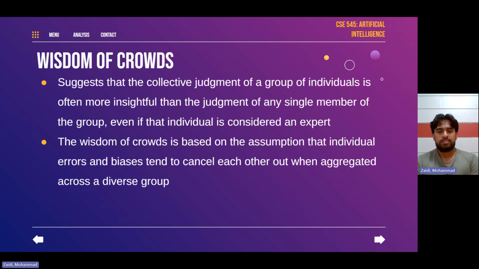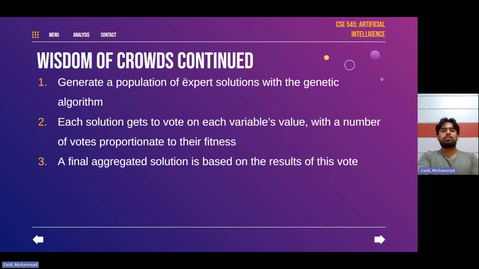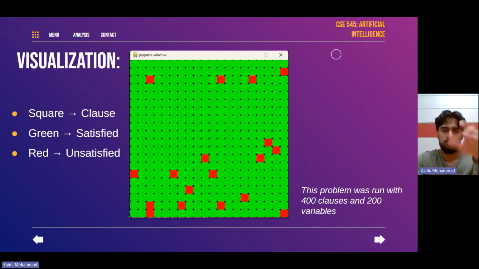Now, wisdom of crowds suggests that the collective judgment of a group could be more insightful than the judgment of just a single member of the group, even if they're all experts. So wisdom of crowds is based on that assumption, that the individual errors and biases will cancel each other out when we aggregate them across a diverse group. So where do we get that diverse group? We generate a population of expert solutions using the genetic algorithm, which was shown before here. We run this multiple times and get multiple solutions.